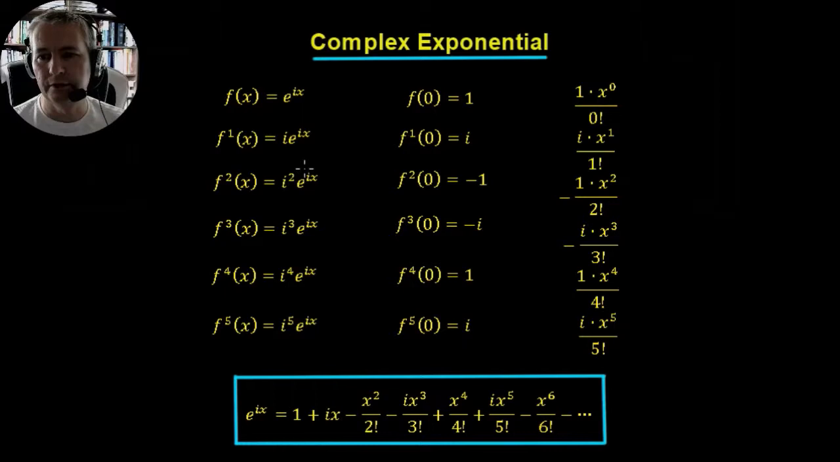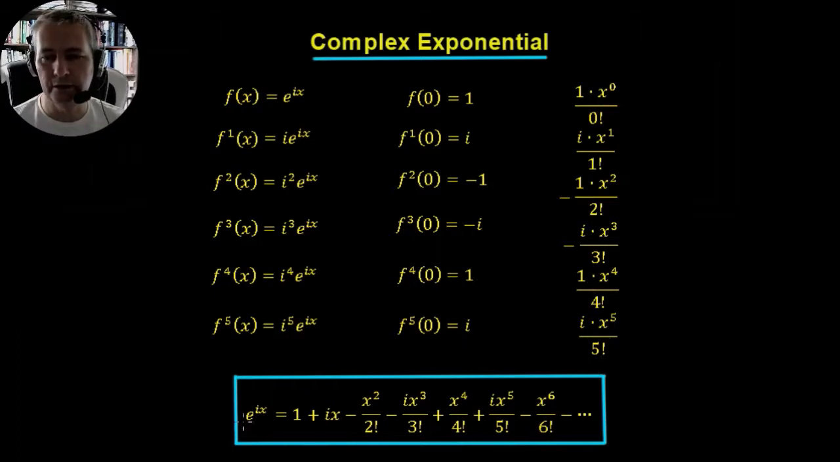So if we were to look at these at the point x equals 0, f of 0 will give us a value of 1. The first derivative at 0 will give us a value of i, and the second derivative would be minus 1, then we'd have minus i, then we'd have 1, and then we would have i. So using the Taylor series expansion, we can write that as 1 times x to the 0 upon 0 factorial, i times x to the 1 upon 1 factorial, minus 1 times x squared upon 2 factorial, and so on and so forth.